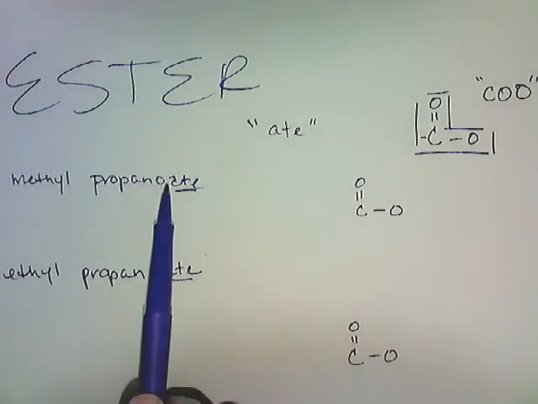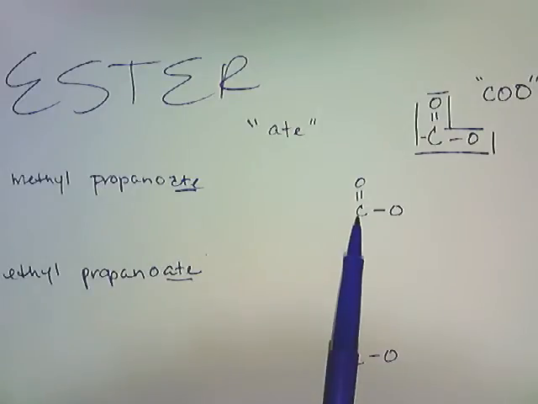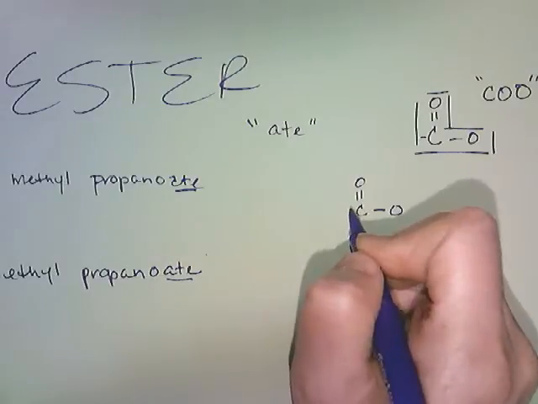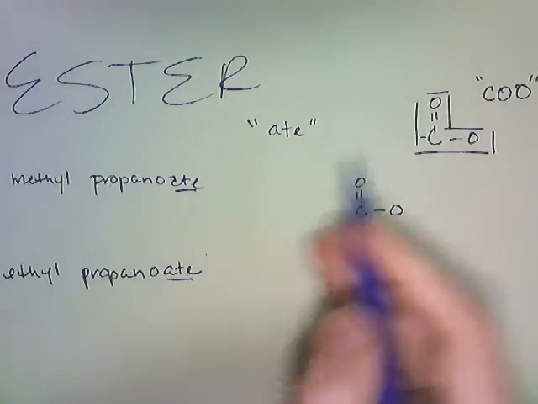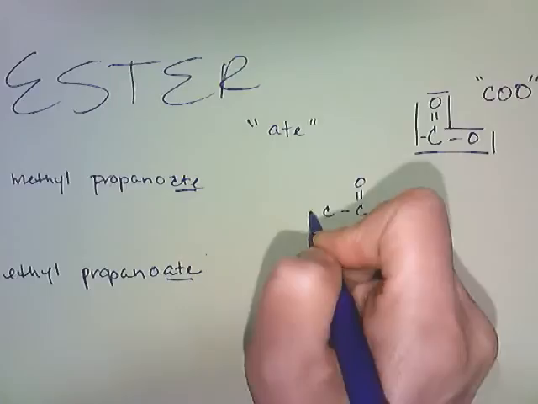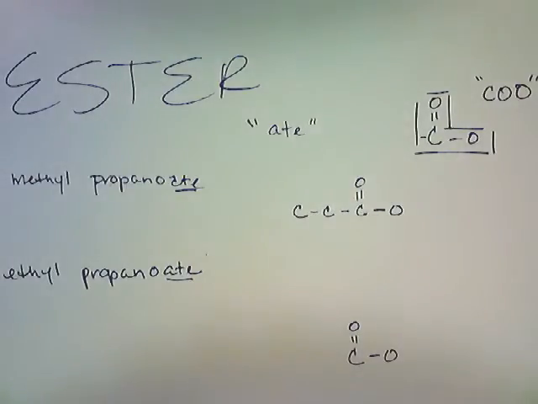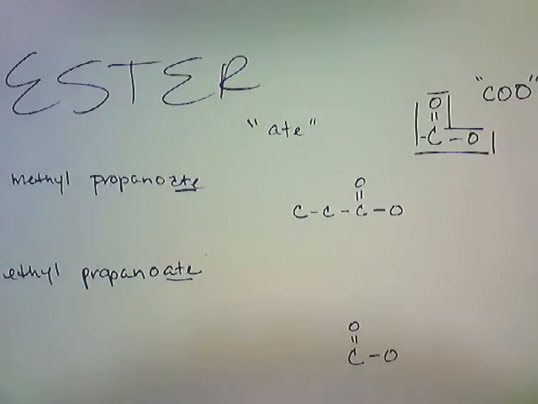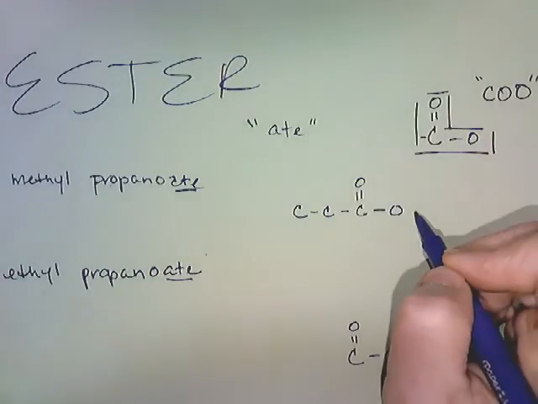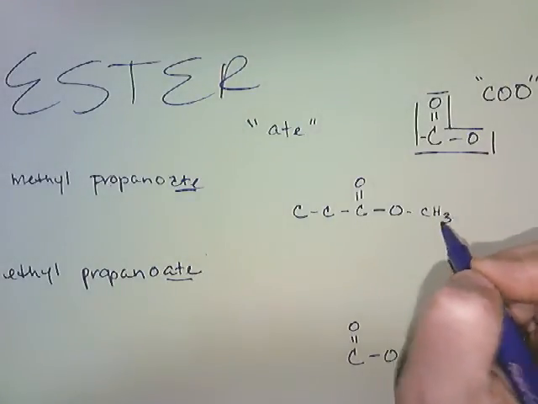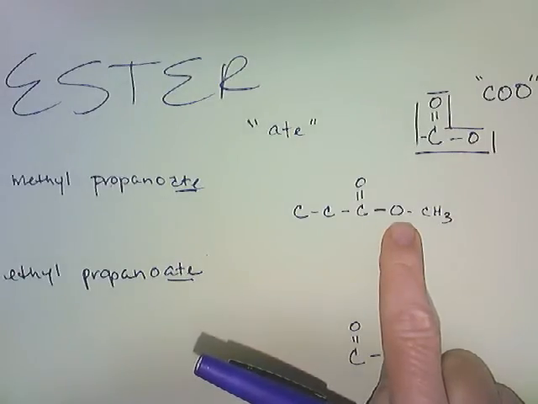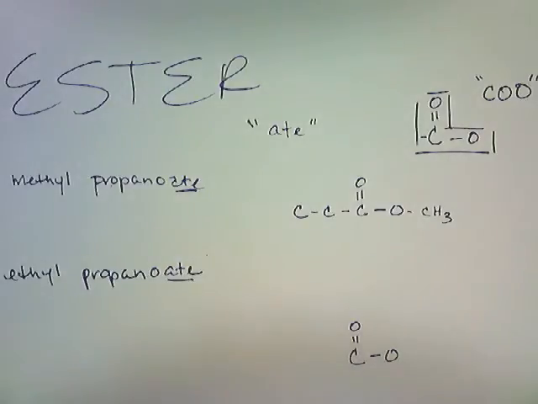Okay, so now we've got to see how many C's are connected to that carbon chain. And it is prop, so there's 3. So 1, 2, 3. That's the longest chain of carbons. And this methyl in front of this carbon chain tells me that there is a methyl group, CH3, attached to the O on the other side. So it is methyl propanoate. That is the ester.